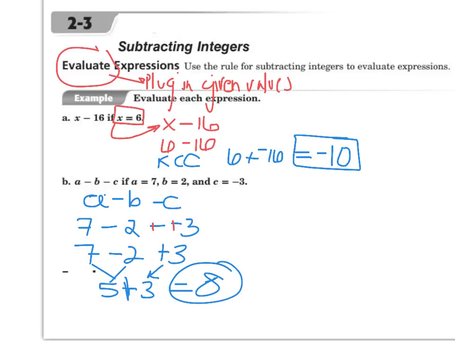Let's go back up here. Another way to think about this one, 6 minus 16. Well, I'm at 6 on the positive side of the number line. I'm going to take away 16. So I'm going across the number line. So I'm going down 6. That gets me to 0. And then I have to go down 10 more. So that's another way to think about getting to negative 10.